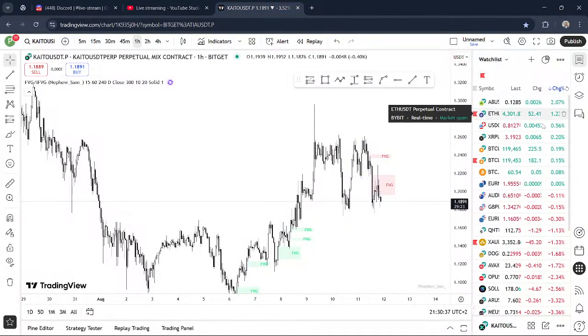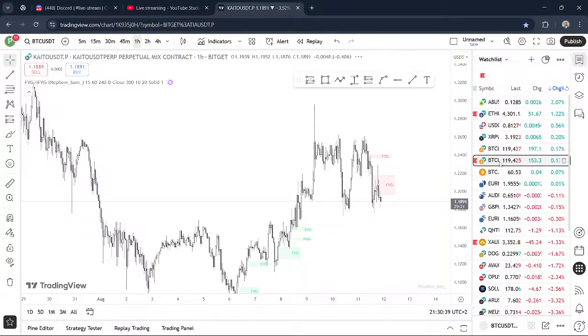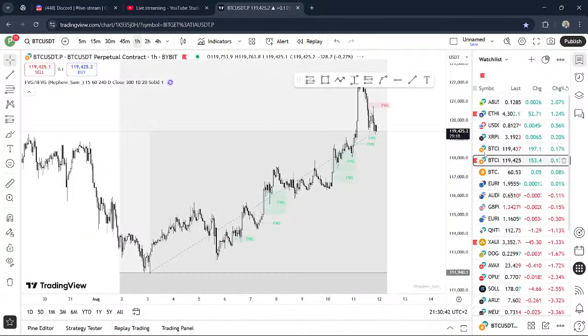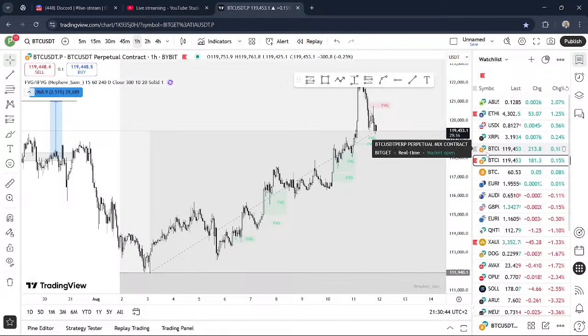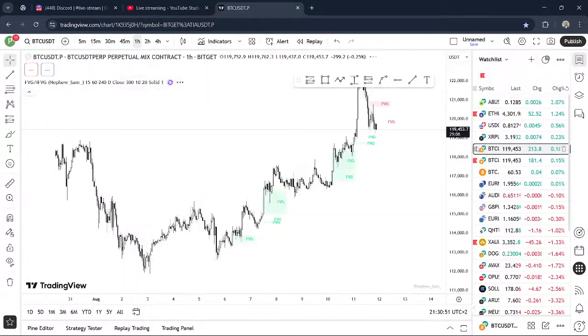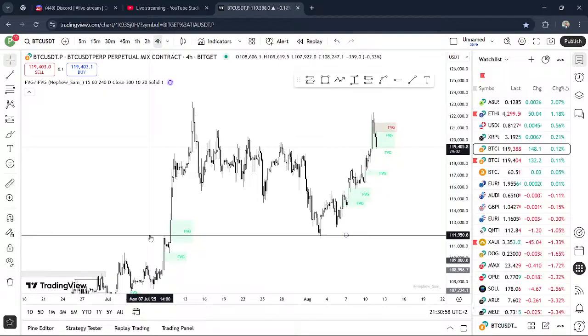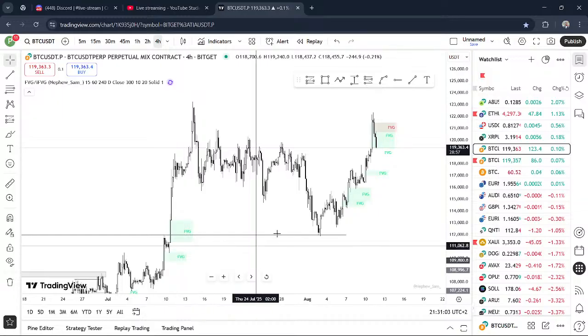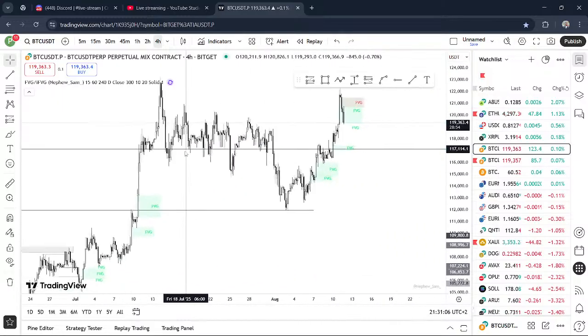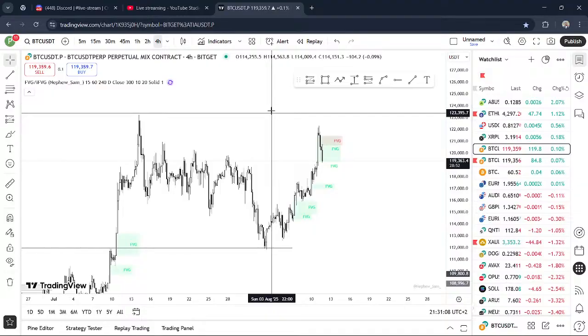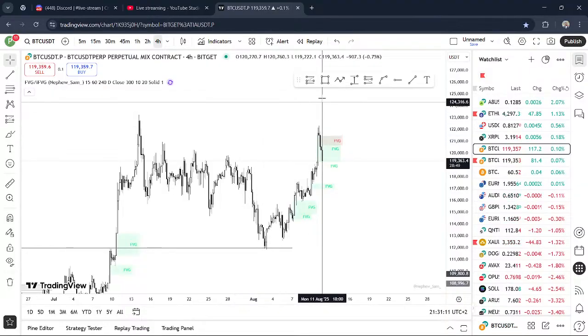Just going to do a recap of the last time we had a session, and that was, I think, we did Bitcoin. I remember saying yes, we are going to visit 112k, and it was spot on 112k, and then the price moved back up. So right now we are aiming for this high.